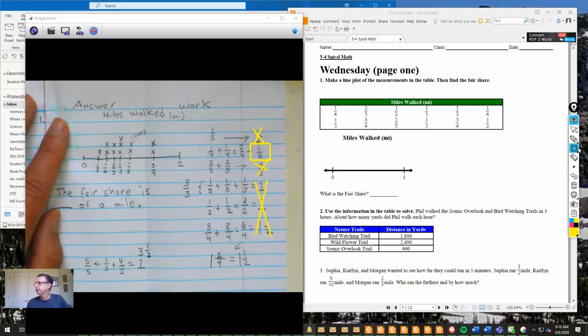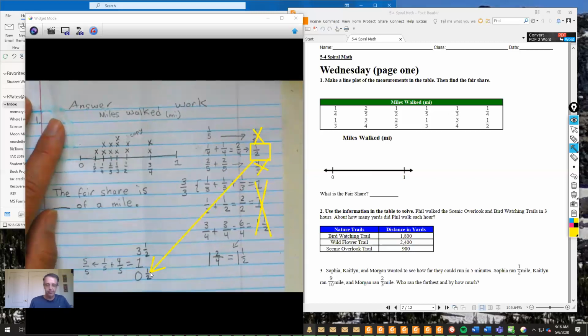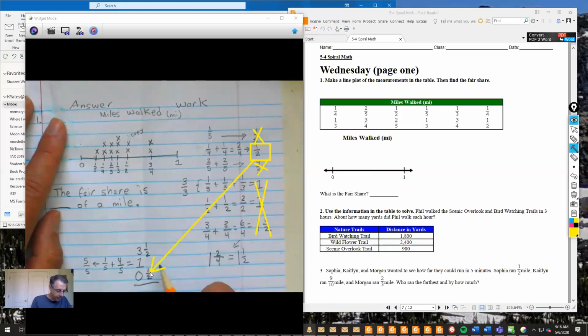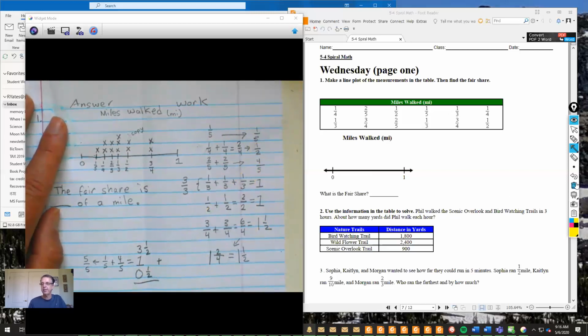So what I'll do is I'm going to drop down that 1/2 and line that up right underneath. Just to make it easy to add, I'm going to add 0 and 1/2. That way I'm not getting out of line here. Now I'm ready to add up all of the distances that everybody walked to get ready for my fair share.